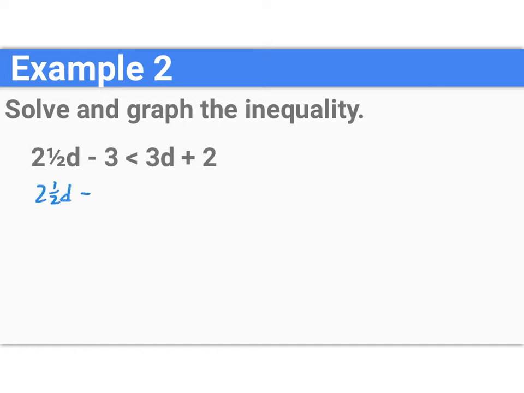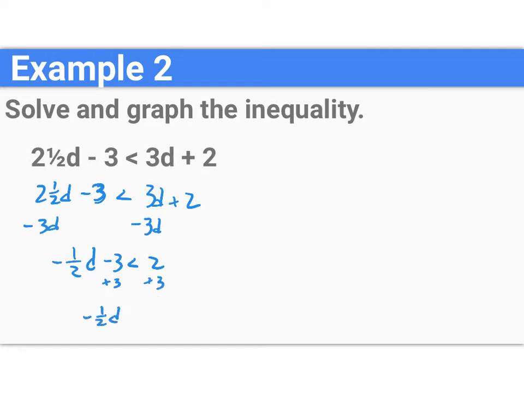2.5d minus 3 is less than 3d plus 2. So I will rewrite the decimals as fractions so we're not confused. So minus 3d on both sides. So you get negative 1/2 d minus 3 is less than 2. Add 3 to both sides. Negative 1/2 d is less than 5.